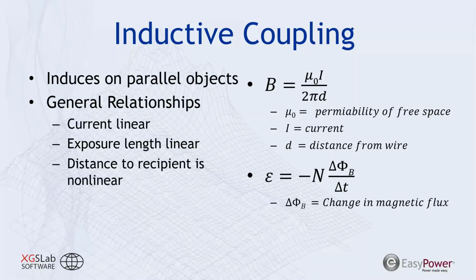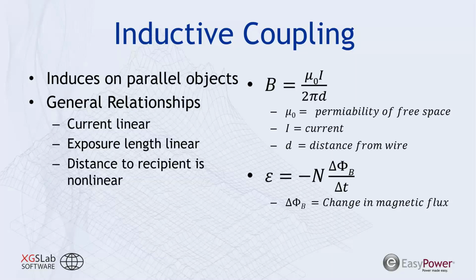Some things to note about that is that induction is going to be an effect for parallel objects. You won't see this induction occurring on things that are intersecting at 90 degrees. And some general relationships to be aware of is that as you increase the current, you're going to see a linear increase in the voltage that you're inducing upon that parallel object. Similarly, if you increase the exposure length, you're going to see a linear increase in the induced voltage.